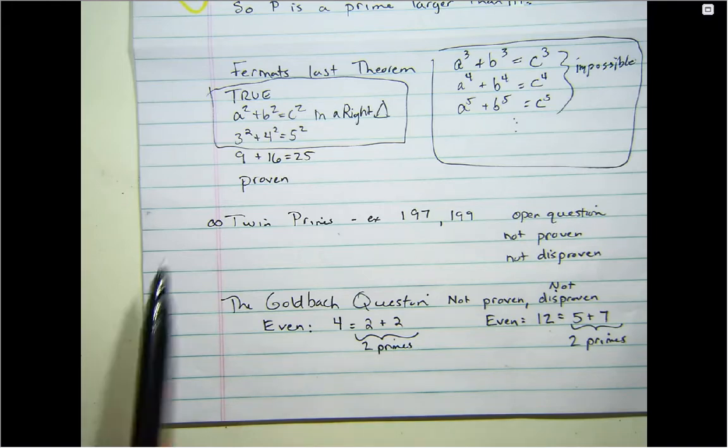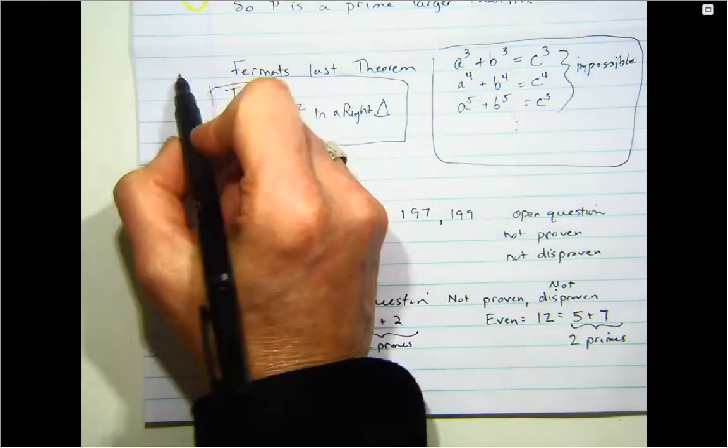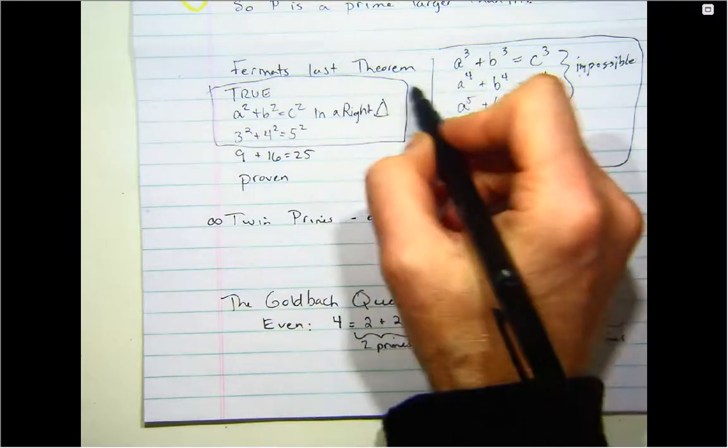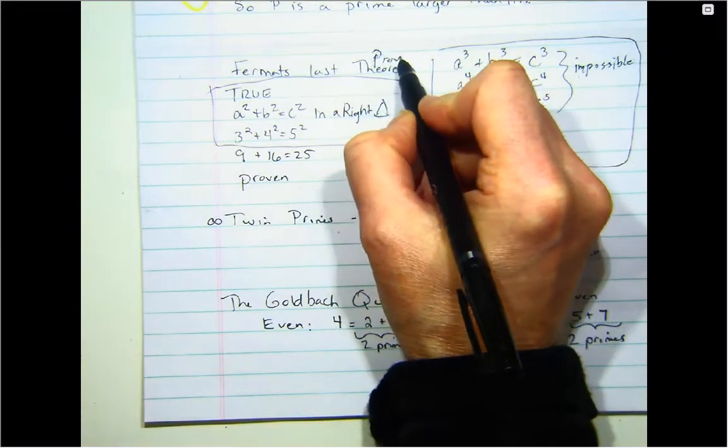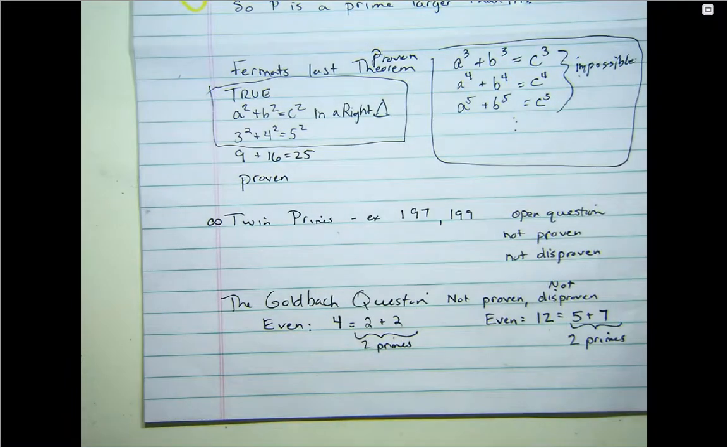So on the quiz you'll need to know that Fermat's theorem is proven. These other 2, the twin prime and Goldbach questions, have not been proven or disproven, and you'll need to be able to give an example of each when you see them written down, okay?